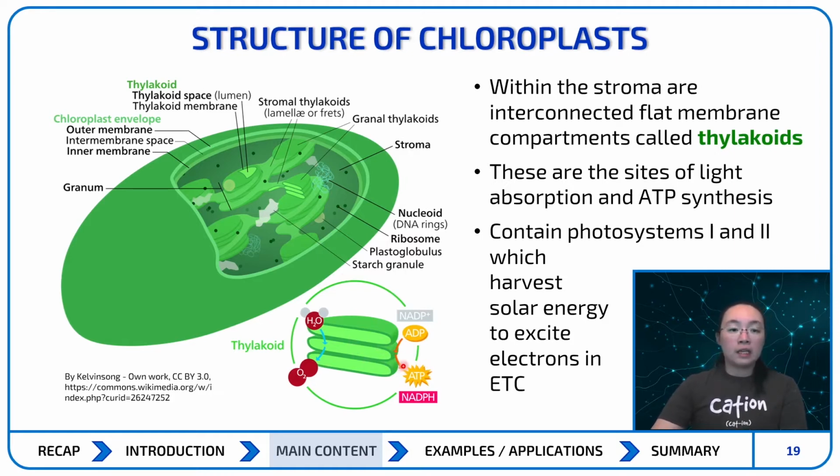thylakoids. It contains a lot of proteins that are involved with the electron transport chain, which we'll talk about in a bit. Specifically, there are 2 photosystems, 1 and 2, that are in the thylakoid membranes that govern the light-dependent reactions of photosynthesis. And the question is why? It's because chlorophyll is embedded into these membranes.